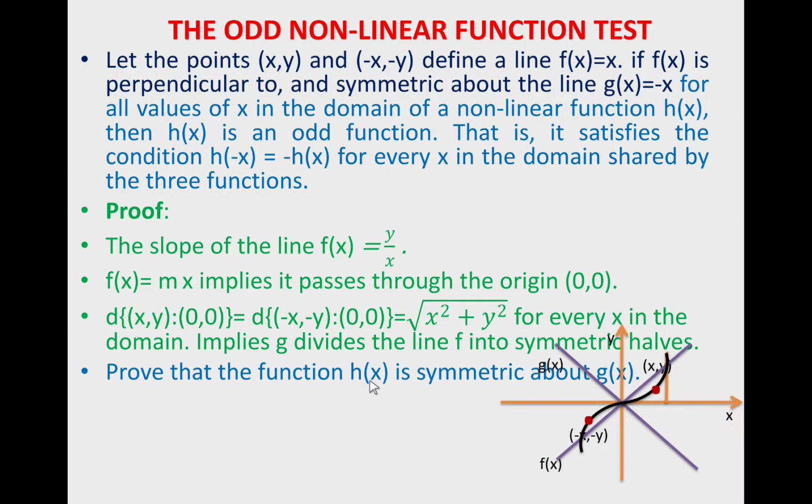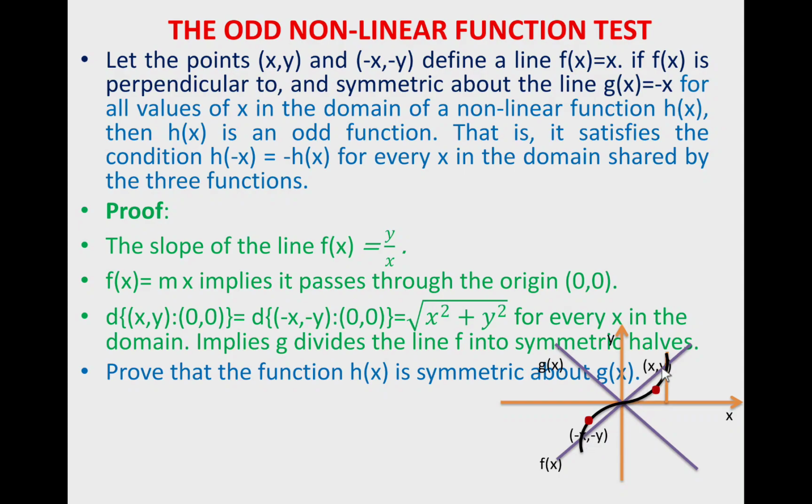We want to prove that the function h of x is symmetric about g of x. The function h of x is nonlinear. It's actually symmetric about g of x, and also about f of x, but we're not going to go through the symmetry about f of x. We'll just concentrate on symmetry about g of x. If we're able to prove one point that lies on the nonlinear function, this point x comma y is a solution of the nonlinear function, and its image also is a solution of the nonlinear function.